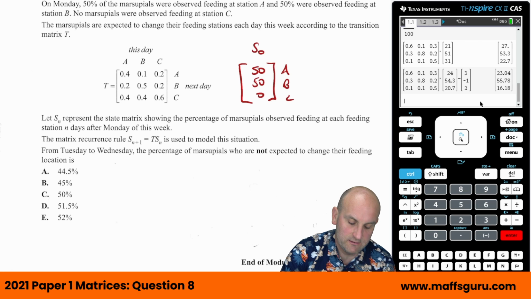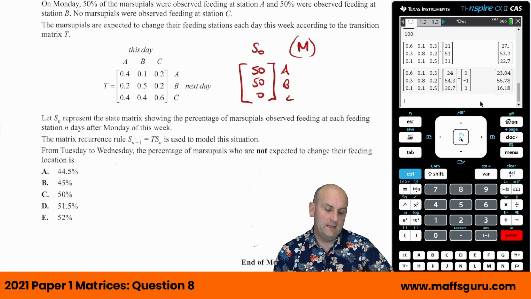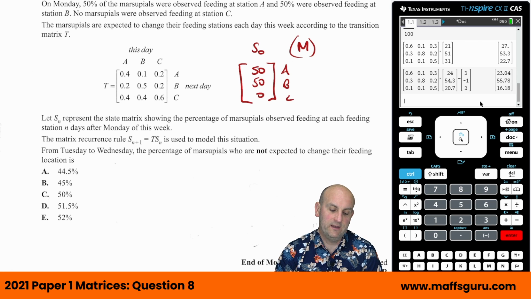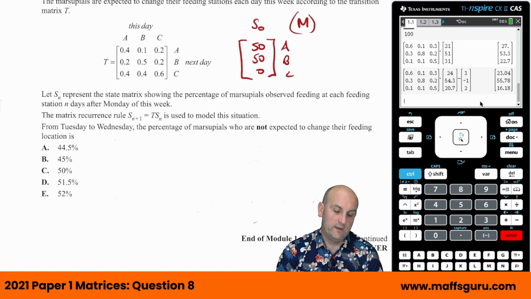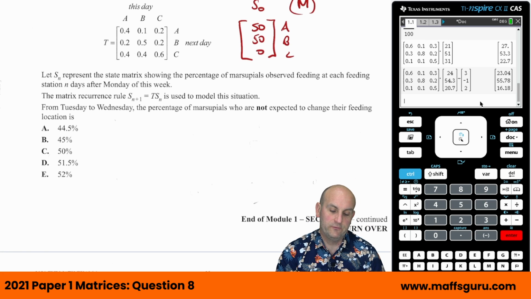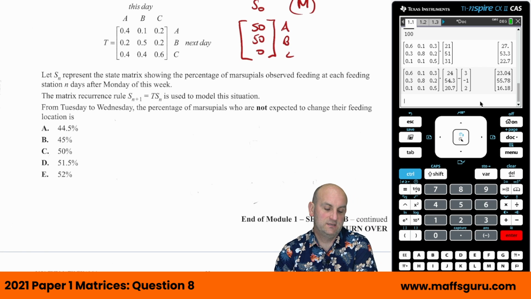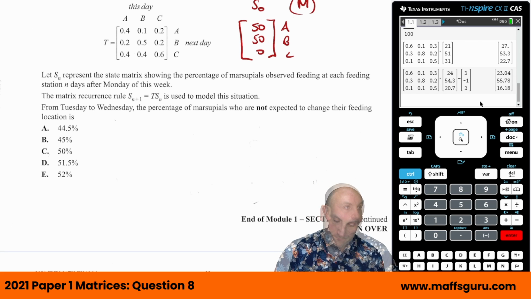That's my S0, as it were. So that actually stands for Monday. According to the question, that stands for Monday. The matrix determining how to get to the next one... From Tuesday to Wednesday, the percentage of marsupials who are not expected to change their feeding locations is... All right, this is the way I did it.